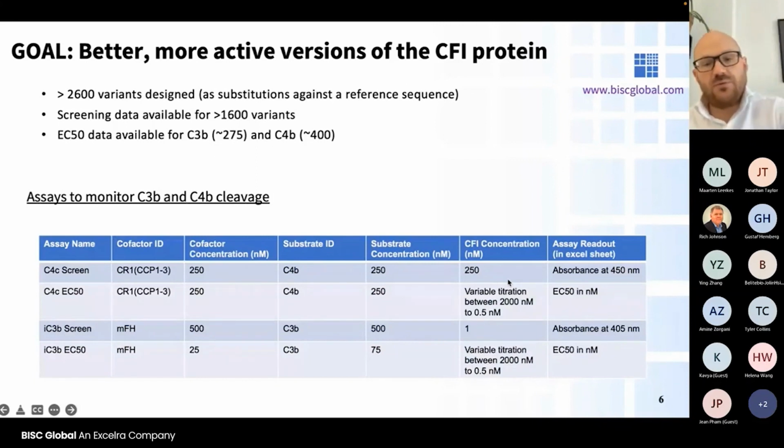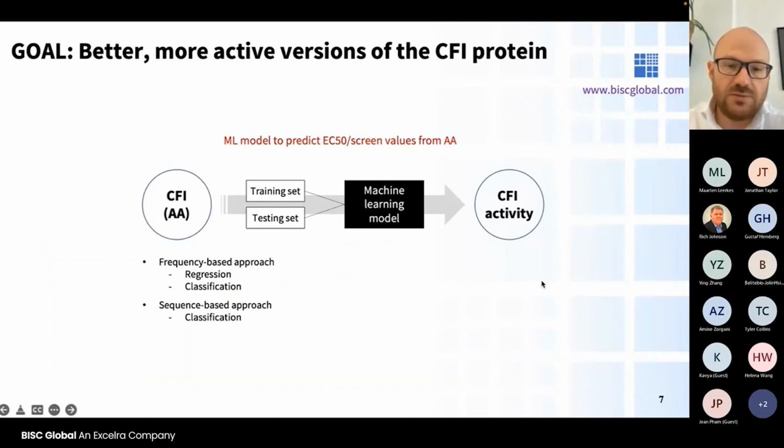Obviously we have information about the assay. We do have information about the cofactor concentration. We know what the substrate is, and what the substrate concentration is. We know the concentration of the CFI itself, and some of the information regarding the experimental design. So all this information was given to us.